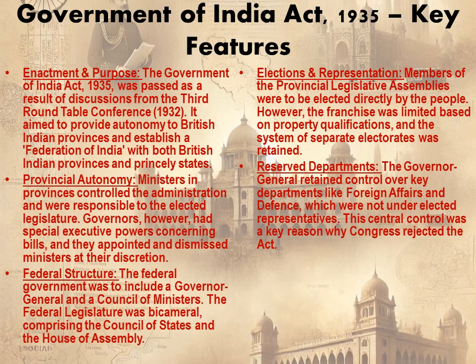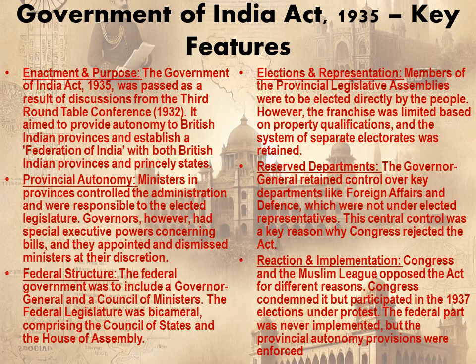And who will control it? The Governor General, who is the head of the British Empire in India. The Governor General will control the key departments like foreign affairs and defense. So this is the main reason why Congress later on rejected this Government of India Act.